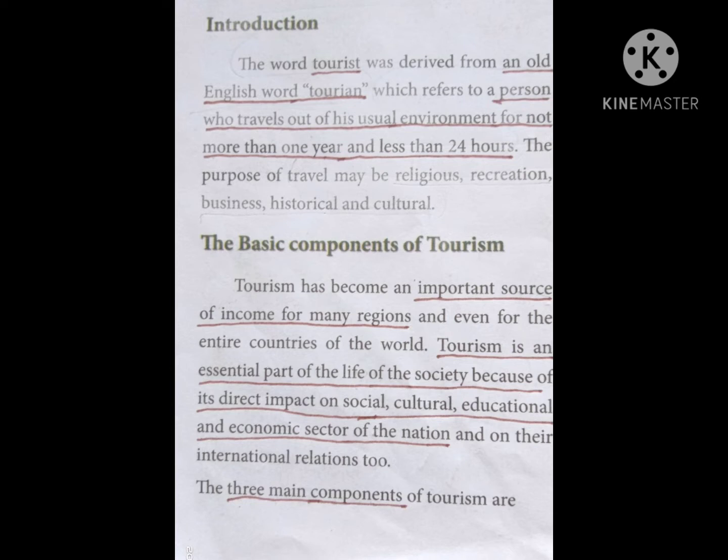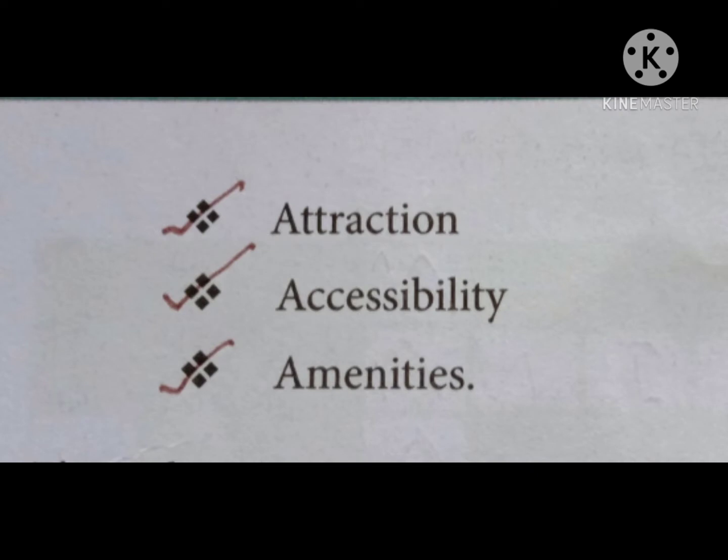To develop tourism, there are three main components. They are attraction, accessibility and amenities. These three concepts help a country to develop its tourism. These three components together are known as the A3 concept: attraction, accessibility and amenities.